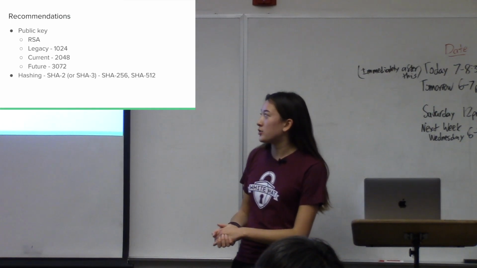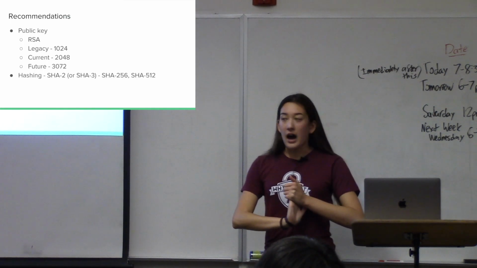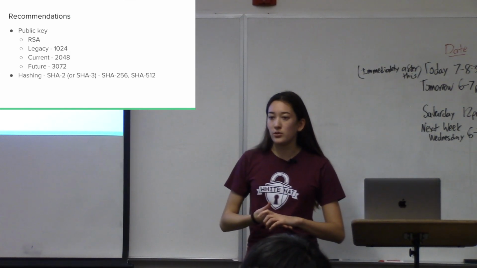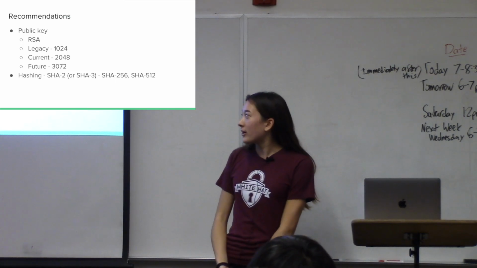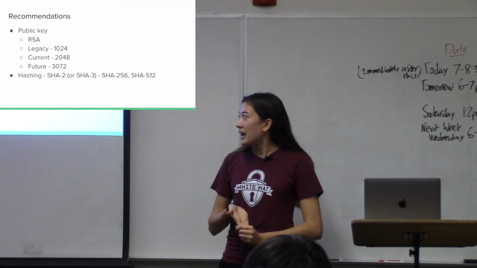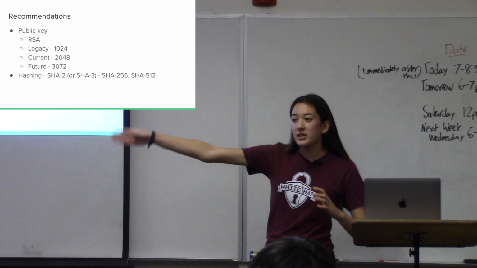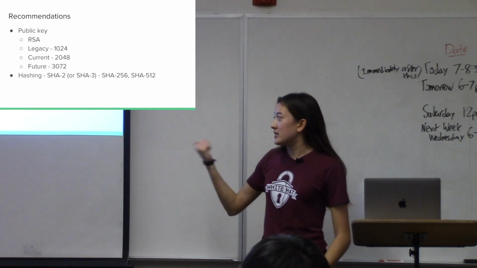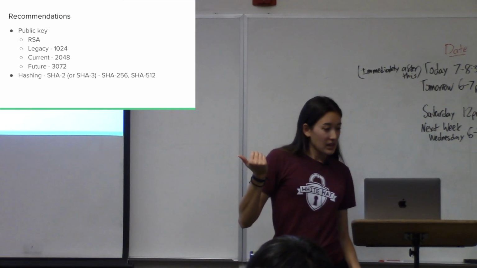For public key crypto, we want to use RSA. NIST's general recommendations are: for legacy systems, use 1024-bit RSA. For anything modern day, use 2048-bit. And for anything that will be good way into the future, unless they just break RSA, use 3072-bit.